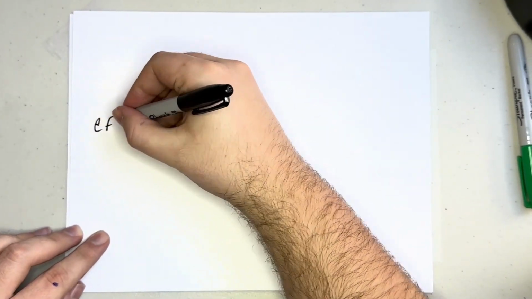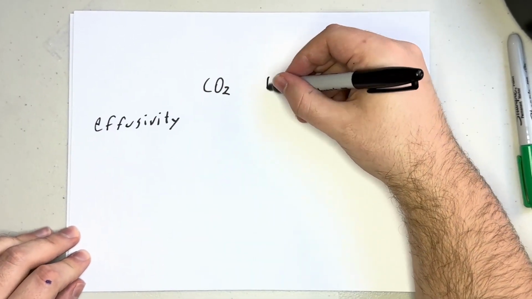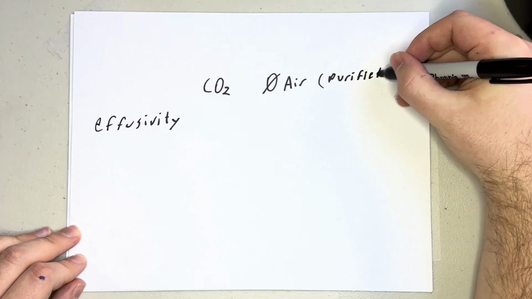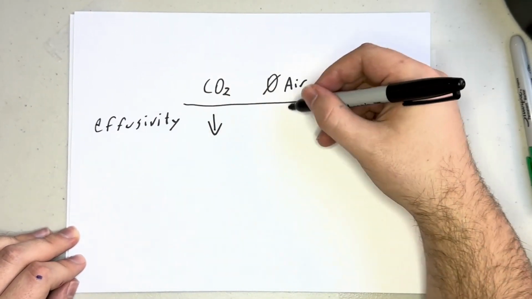Gases also have measures of effusivity. For example, the effusivity of CO2 is lower than that of zero air, which is zero grade air. Zero air is air that has been purified to remove the hydrocarbons.